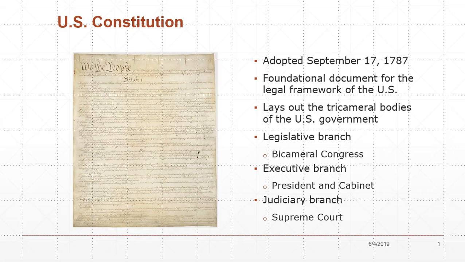The United States Constitution is a foundational document to the legal framework in the U.S. It was adopted on September 17th, 1787. It lays out the tricameral bodies of the U.S. government: the legislative branch, which is our Congress and U.S. House of Representatives; the executive branch, which is the president, his cabinet, and organizations like the Department of Justice, etc.; and the judiciary branch, which is our Supreme Court.